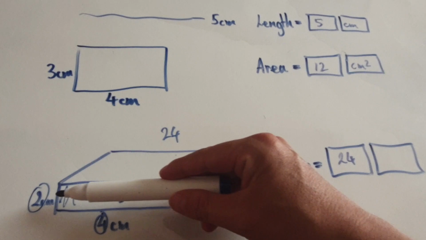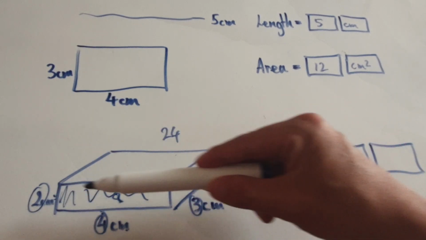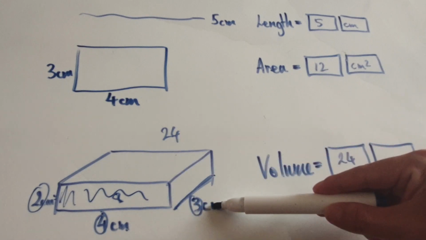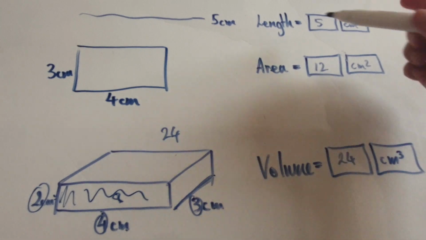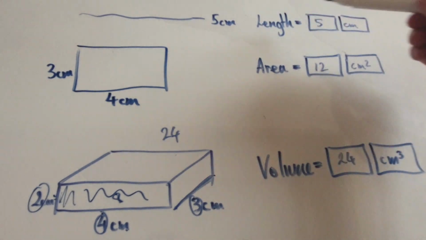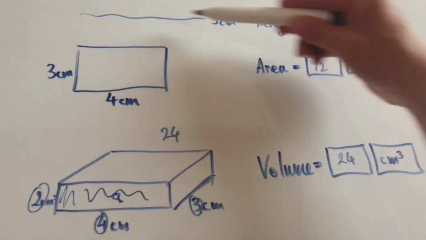Well, if you look at the volume, you've got this times this times this. You've got centimeters times centimeters times centimeters. So the unit will be centimeters cubed. So when you're talking about length, the unit of length is centimeters. It's just one dimension. It's just back and forth.